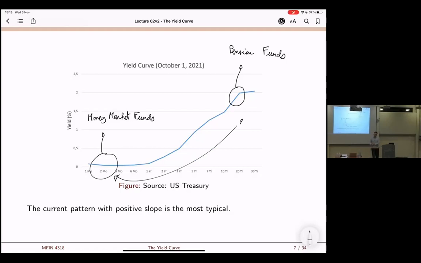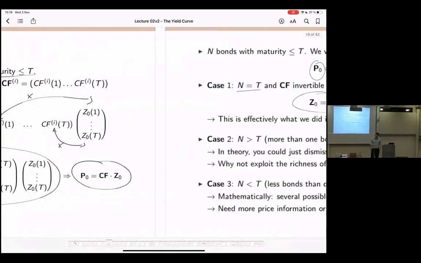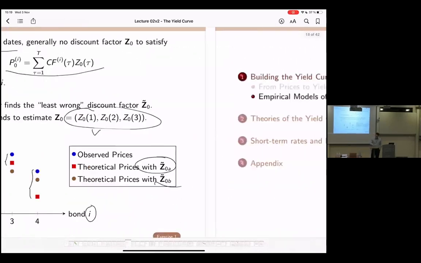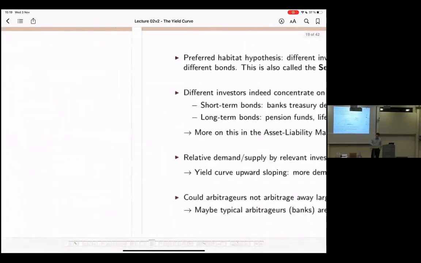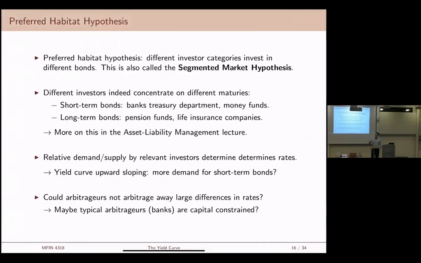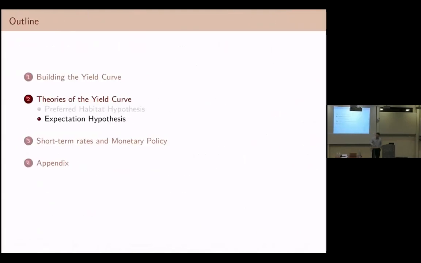So the segmentation hypothesis tells you just supply and demand. There's not necessarily a relationship between the short-term rate and the long-term rate. Now we're going to see another theory, called the expectation hypothesis, that at least tries to connect the long-term rate and the short-term rate. So let me go back there. What I said with the slide of the yield curve is essentially what's written here. So what about the expectation hypothesis?